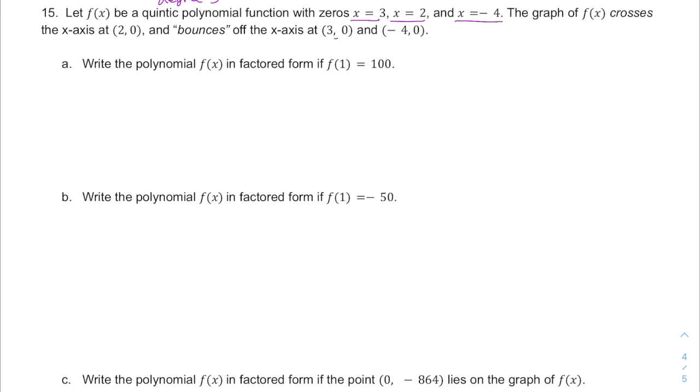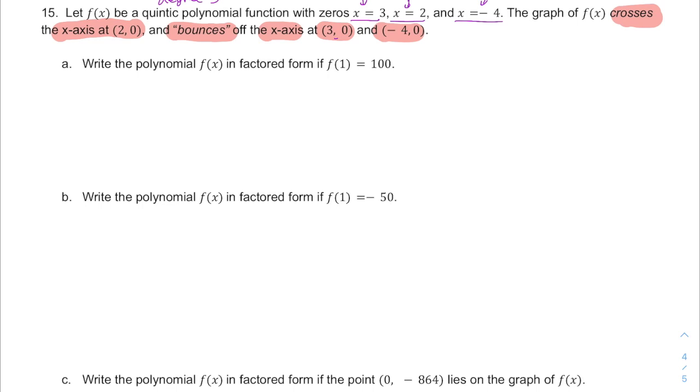And we are told that the graph crosses the x-axis at 2, 0, and it bounces off the x-axis at 3, 0, and negative 4, 0. So to get to a degree 5 and meet all these criteria, we're going to have to say that x equals 2 has a multiplicity of 1, x equals negative 4 has a multiplicity of 2, and x equals 3 has a multiplicity of 2 as well. Because this gets us to a degree 5 and meets the criteria of crossing the x-axis at 2, 0 and bouncing off at 3, 0 and negative 4, 0.